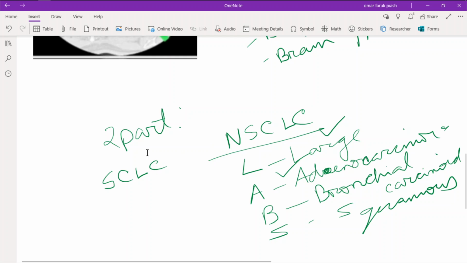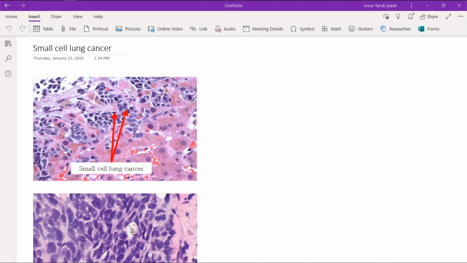If you want to start the reading of lung cancer, you have to go through this first, then you should jump to the other types of lung cancer, like small cell and non-small cell. In this video I will show part by part, step by step, all the lung cancer and its complications. Now start with small cell lung cancer.